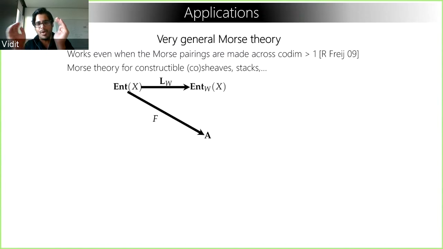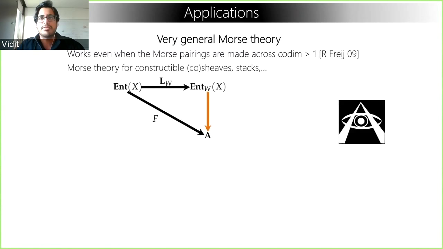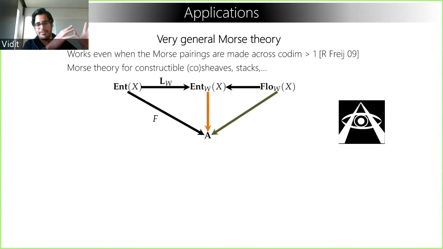So if x bigger than y was on two ends of an arrow, then I want f to send that to an isomorphism in A, whatever A is, it doesn't matter. Then, by the universal property of localization, you get this induced map from the localized entrance path category. And because the flow category is just a subcategory, you get a Morse version of those coefficient systems.